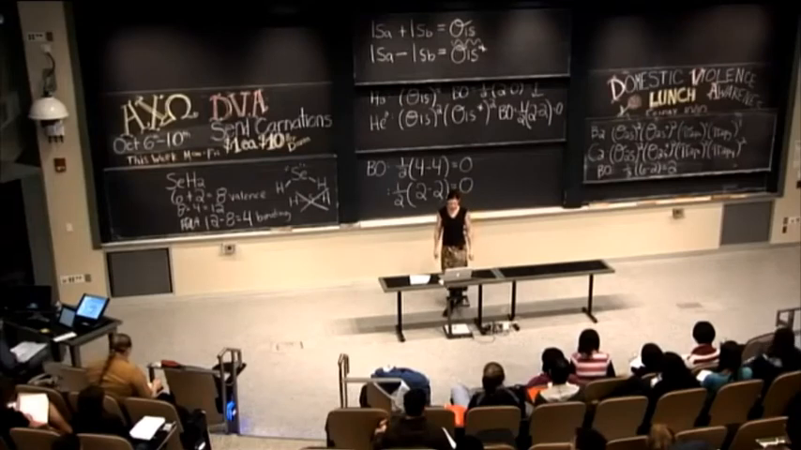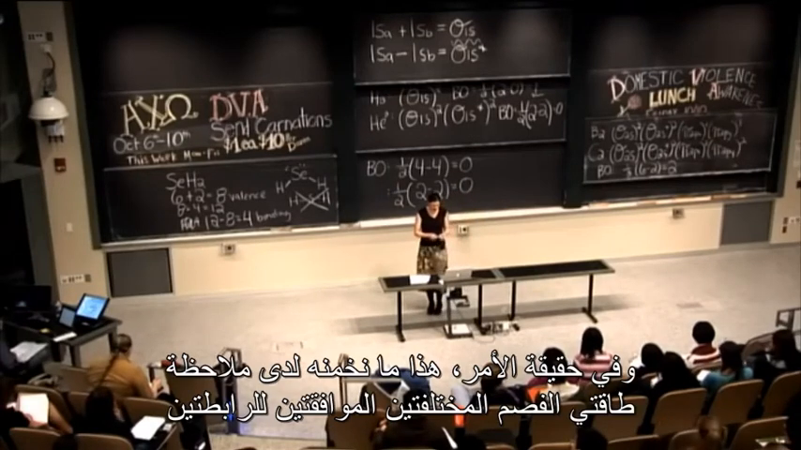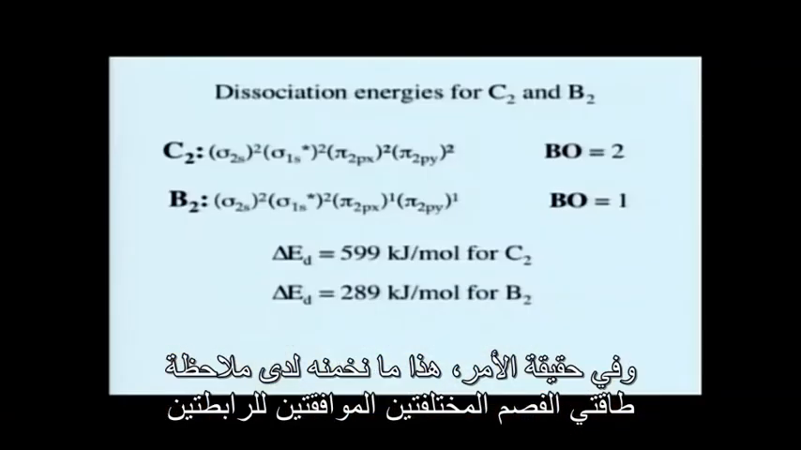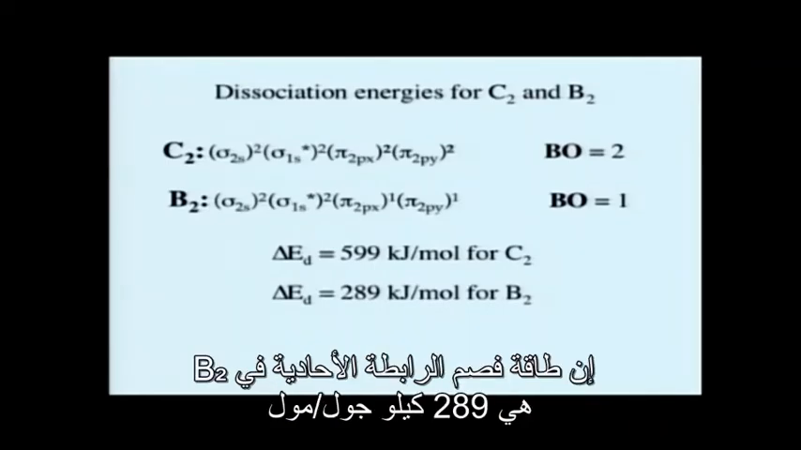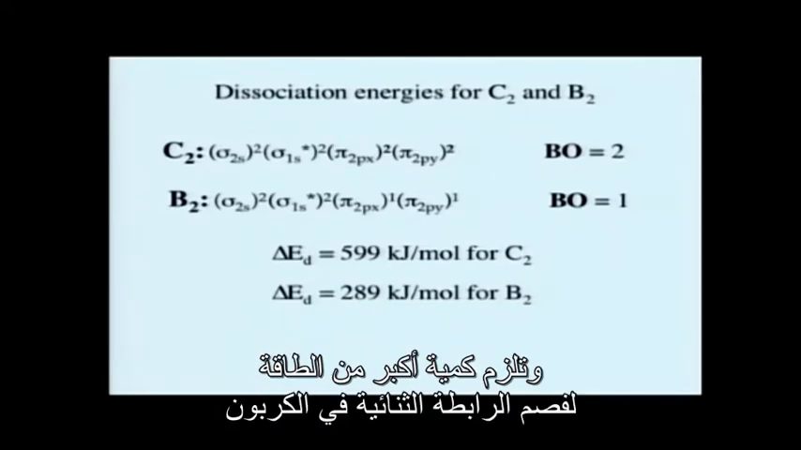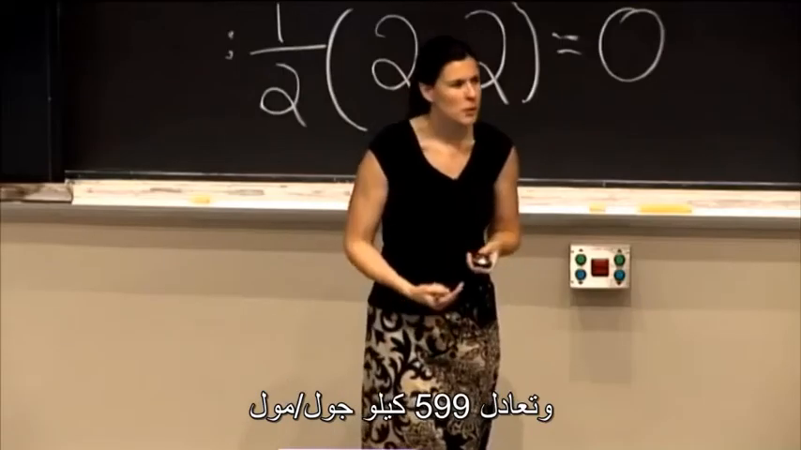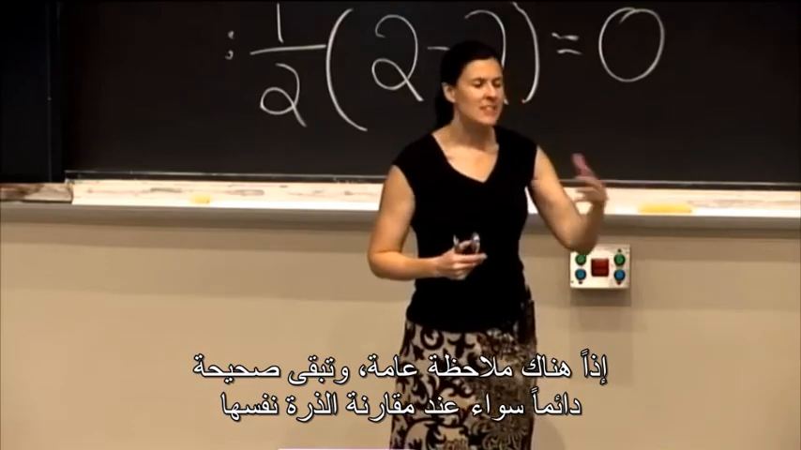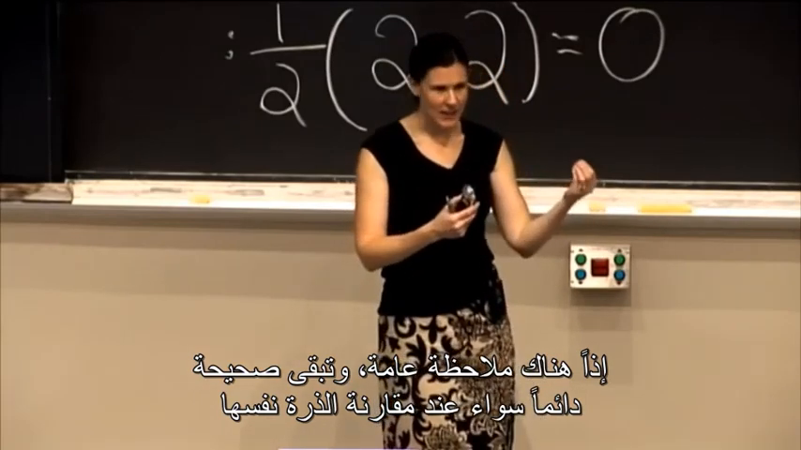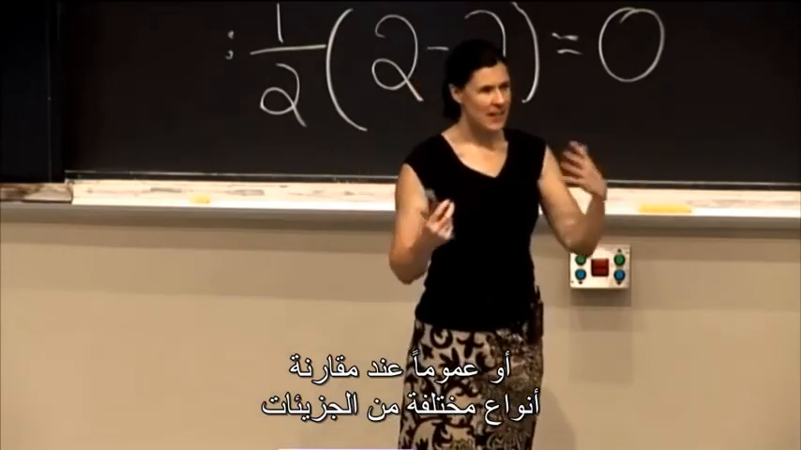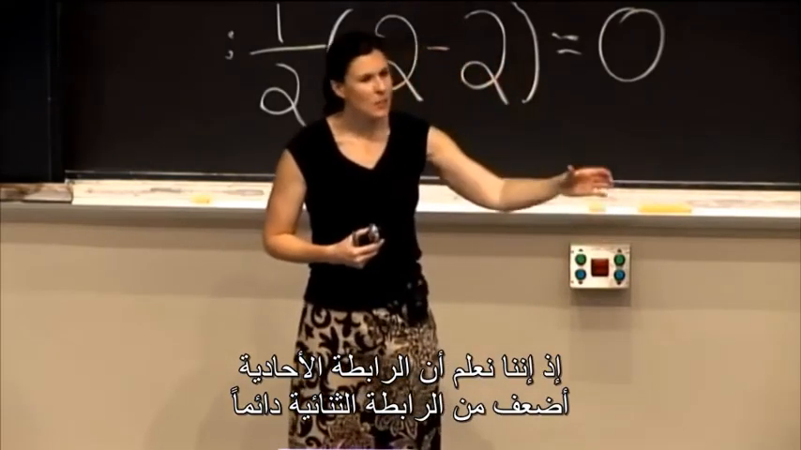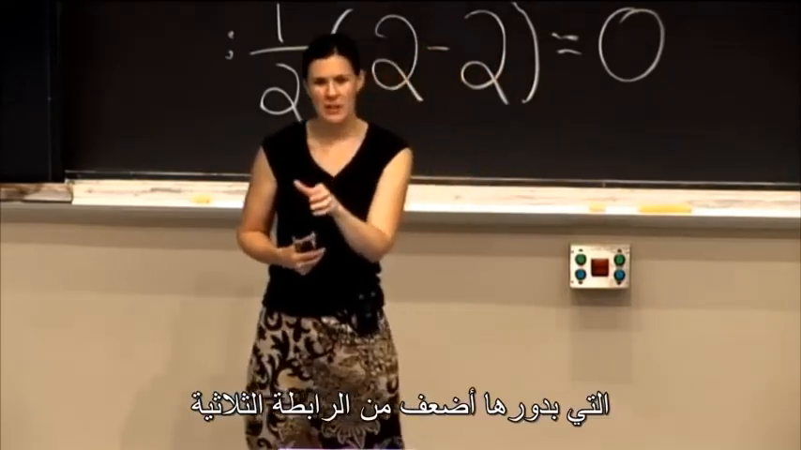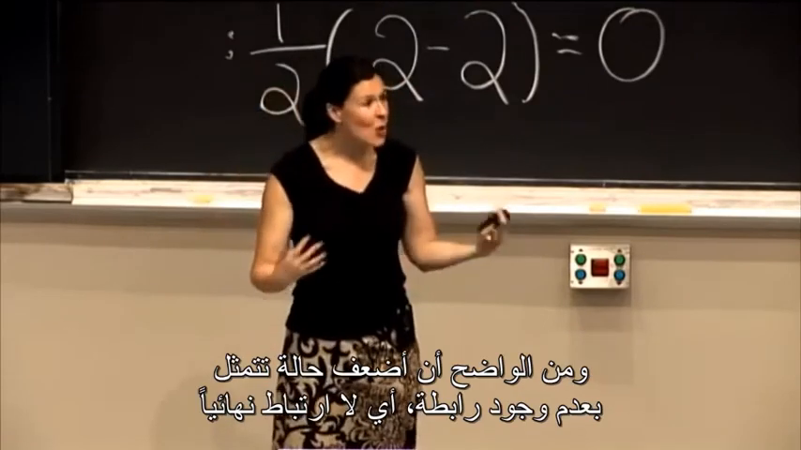And that is, in fact, what we can surmise if we look at the different dissociation energies for the two bonds. So for B2, which is a single bond, that's 289 kilojoules per mole to break it, and it takes us more energy to break this double bond for carbon, which is 599 kilojoules per mole. So in general, we know that a single bond is always weaker than a double bond, which is weaker than a triple bond. And obviously, no bond is the weakest of all.